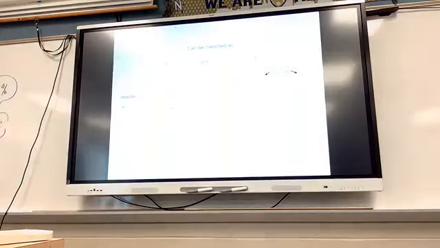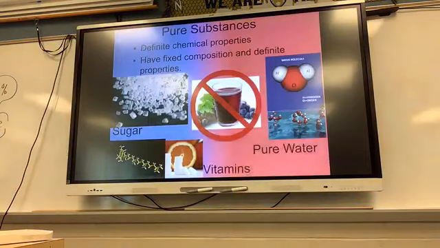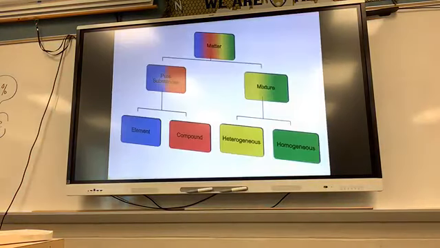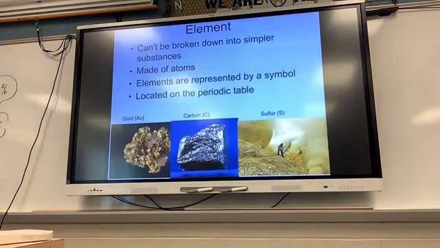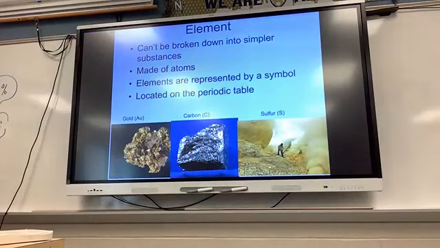Okay. So, there are two types of pure substances while our mixtures are filtering. The one type is an element. Elements are your basic building blocks of chemistry, made of atoms. They can only be broken down into atoms. They are organized here on the most important table, which is the periodic table of elements.